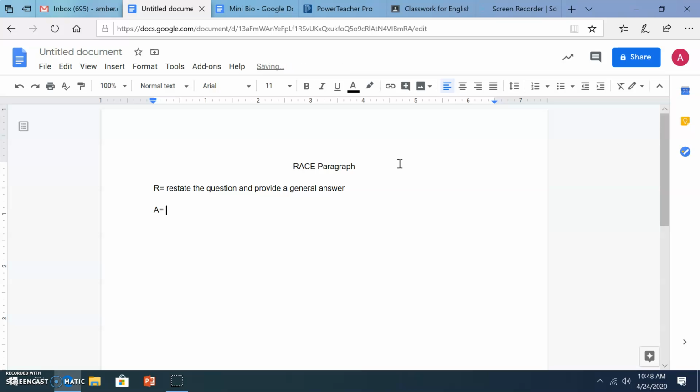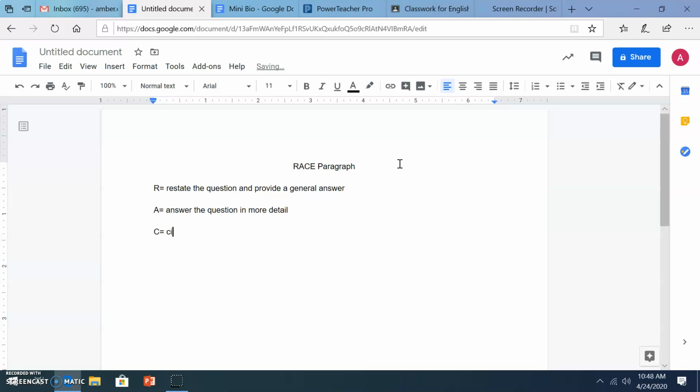Once you've got your general answer written down, then we move on to the A part of the RACE paragraph, where we answer the question in more detail. So I've already said an example of imagery in The Adventures of Tom Sawyer is blank, and I've just stated what it was. In the next sentence, the A portion, I'm going to give a little bit more detail about that example in my own words.